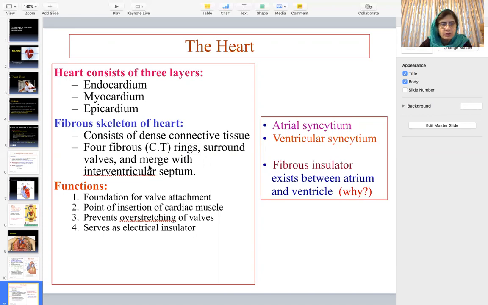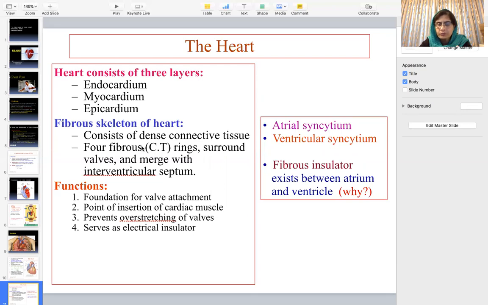Now, I told you that we have two atria and two ventricles. The two atria are called the atrial syncytium, and the ventricles are collectively called the ventricular syncytium. Why is it called syncytium? Because the two atria contract as a whole, so they are called the atrial syncytium. And the two ventricles contract as a whole at one time, a little later than the atrial contraction, so they are called the ventricular syncytium.